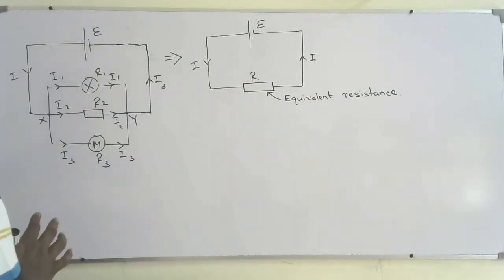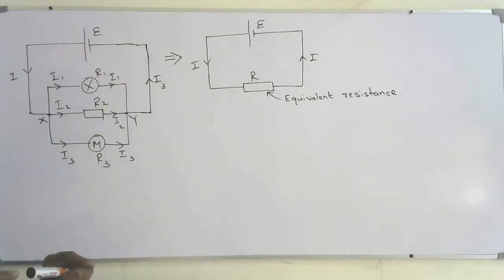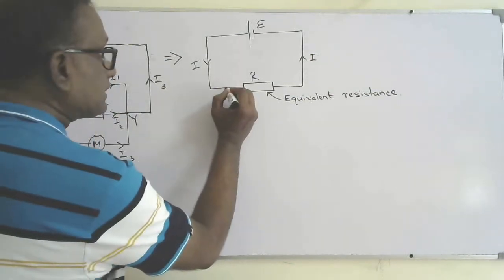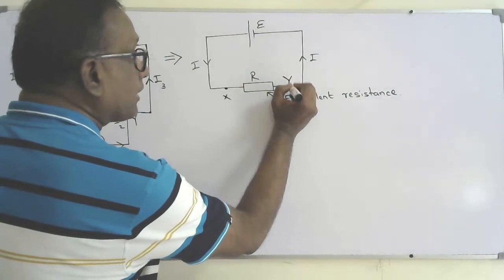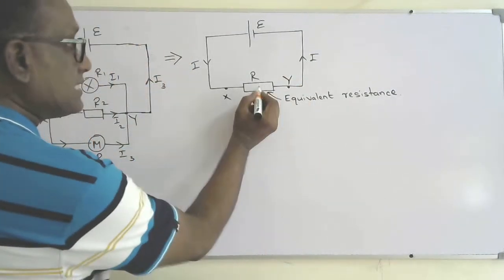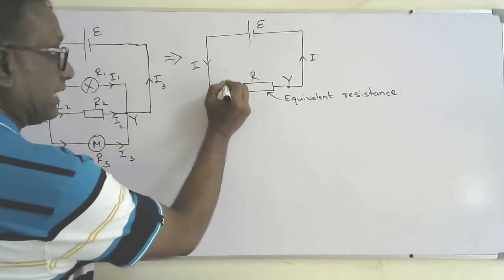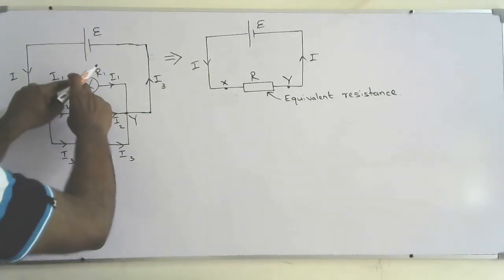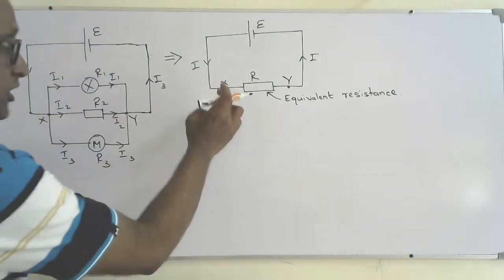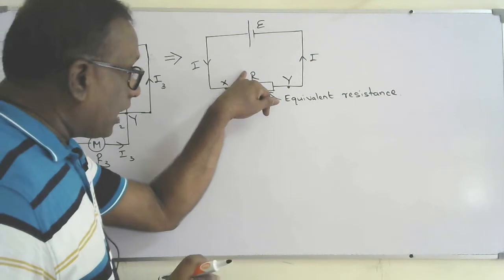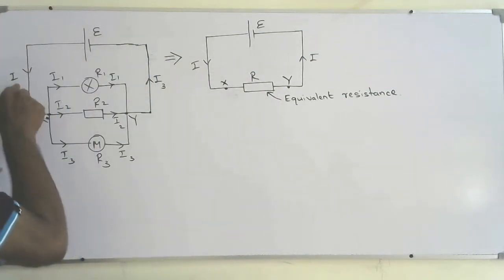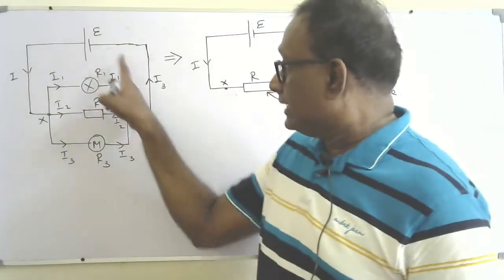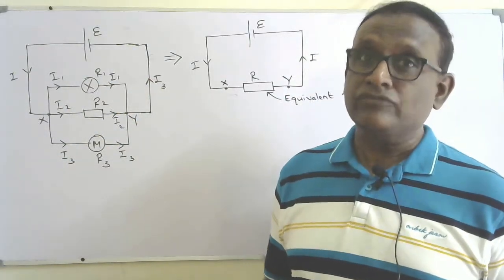Now, equivalent resistance means if I remove all these three components from the circuit, and across the junction XY I connect a resistor R, and I get the same current I, the current which is coming out of the power supply, then I can call this R the equivalent resistance of these three components. Understand? That's the meaning of equivalent resistance.